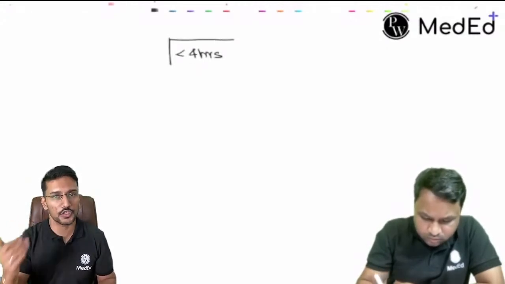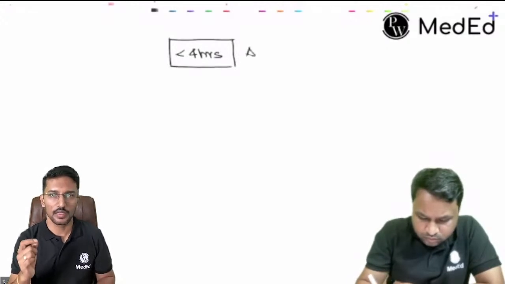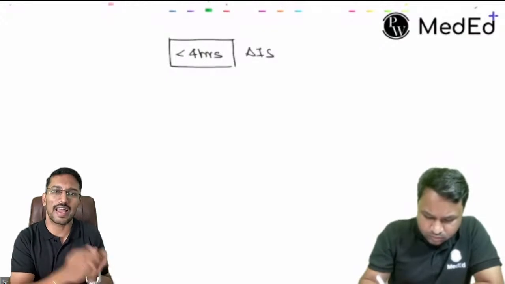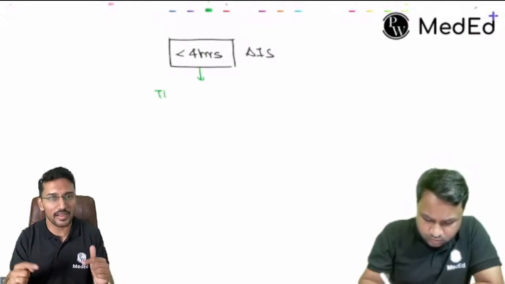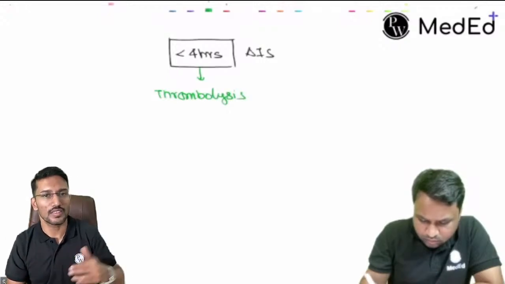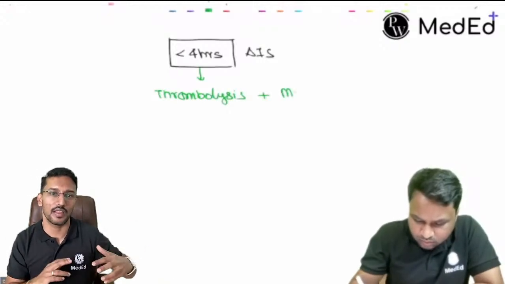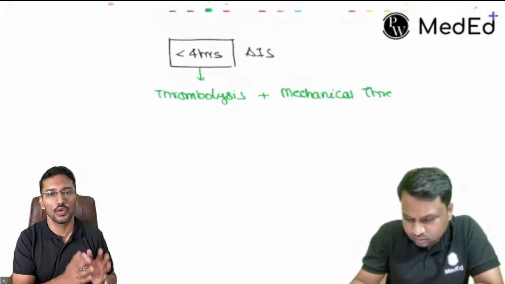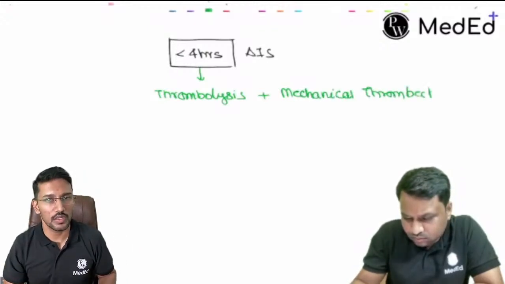If he meets the indications for both, then the guidelines recommend that you do both thrombolysis as well as mechanical thrombectomy. That enhances the chances of full functional recovery. Not sending the patient home with hemiplegia, rather trying to send him home with the maximum ability. So thrombolysis plus mechanical thrombectomy is recommended.